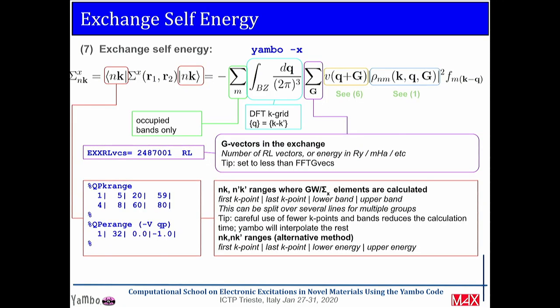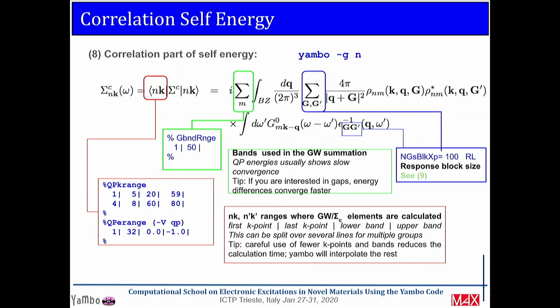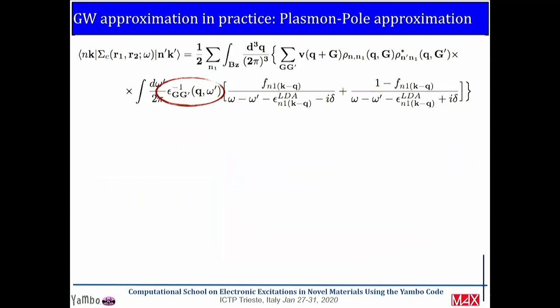This is just the slide you have in your cheat sheet, just what I already said here for the sigma exchange: integration of the Brillouin zone, sum over occupied bands, and here there are the names of the variables that govern the convergence of these expressions. Here the same for the correlation part of the self-energy.